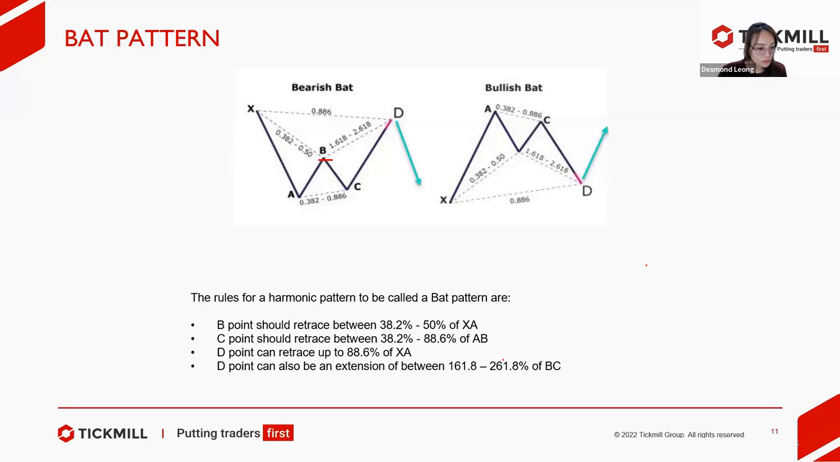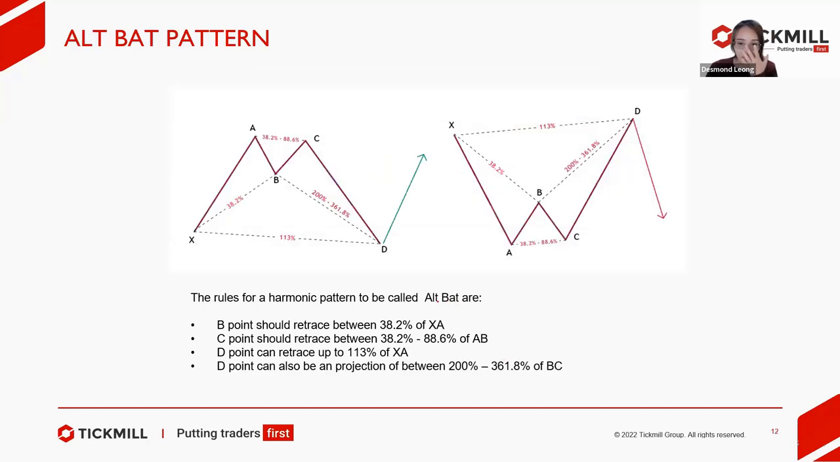Can you guys follow so far? Okay, I will try to go slowly. What about the alternate bat? The alternate bat is an extension. What it means is that just now D could not go above the X level, that's why it retraced at 88.6%. But in this case, if it goes above X, usually D will end with 113% of XA.